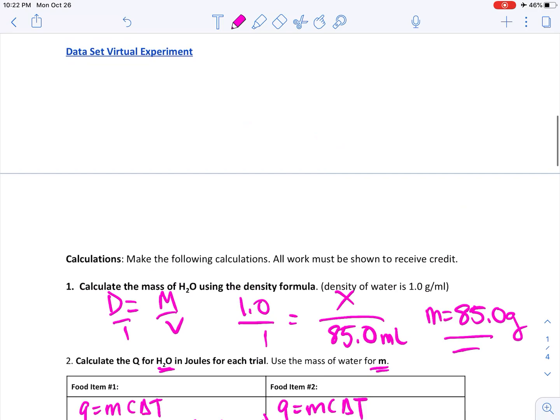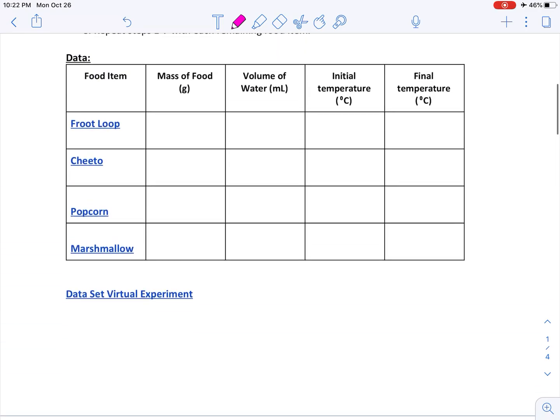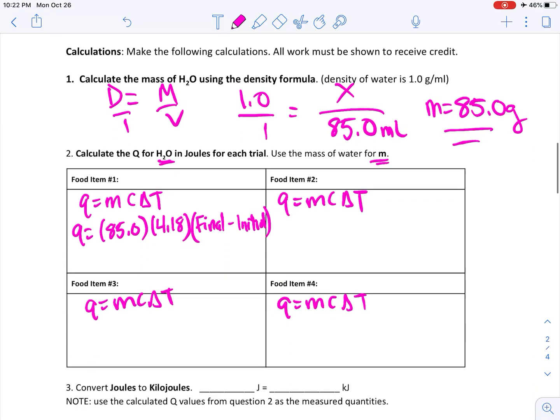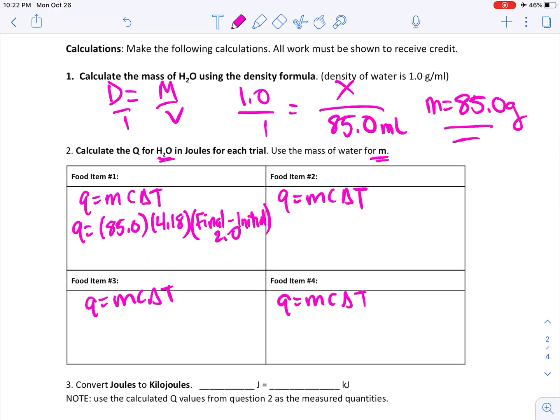So for example, if I had, for the Fruit Loop, let's say I had, and I don't remember what it was, I'm just making this up on the spot. So let's say I had a final temperature of 17 and an initial of 15. That means I would put 2.0 in here. And I'd solve all that, and I'd get my answer, and the units would be in joules. Then I would do it for the next one, and the next one, and the next one.